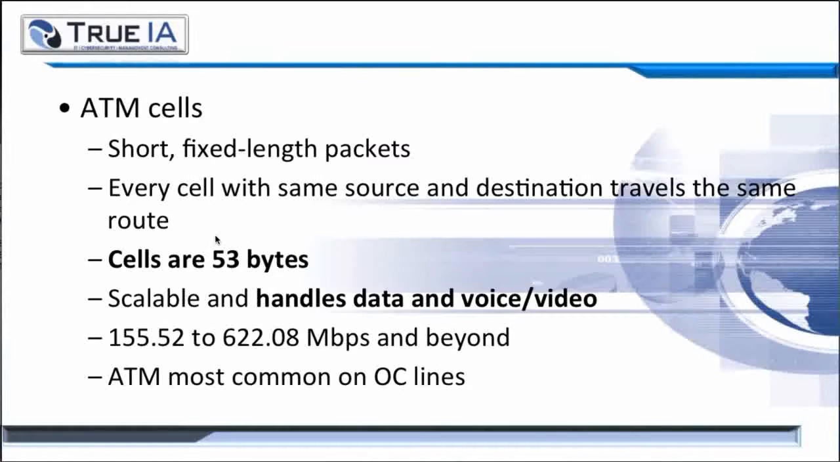ATM is broken into cells, short, fixed-length packets. Every cell with the same source and destination travels the same route. These cells are 53 bytes large. ATM is the most common amongst OC lines.